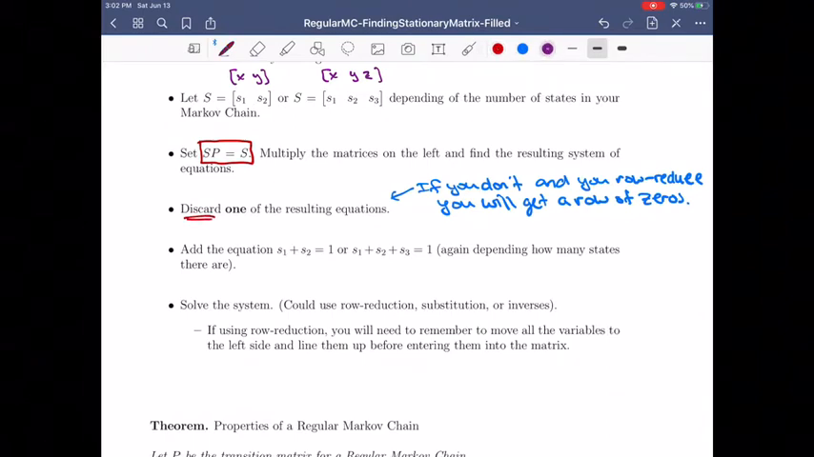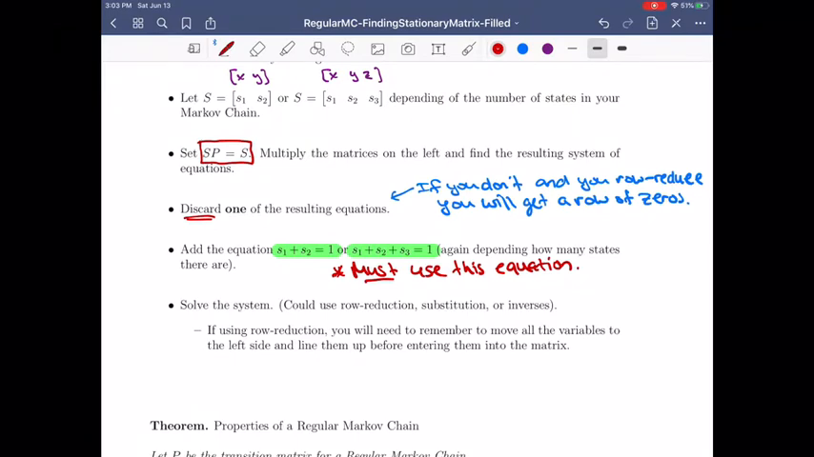Now, what you need to remember to do is you have to add the equation x plus y equals 1, or S1 plus S2 equals 1, or the other one if you have 3, okay? You must add this. So you get to throw one of the bad equations away, but you have to add in this nice one. And then you want to solve the system. You can use row reduction, you can use substitution, you can use inverses, okay? Because it's regular, you know there's going to be a unique solution. So if you want to use inverses, you can.